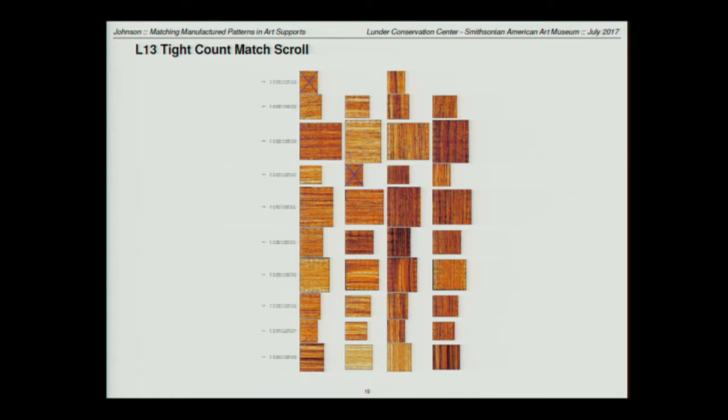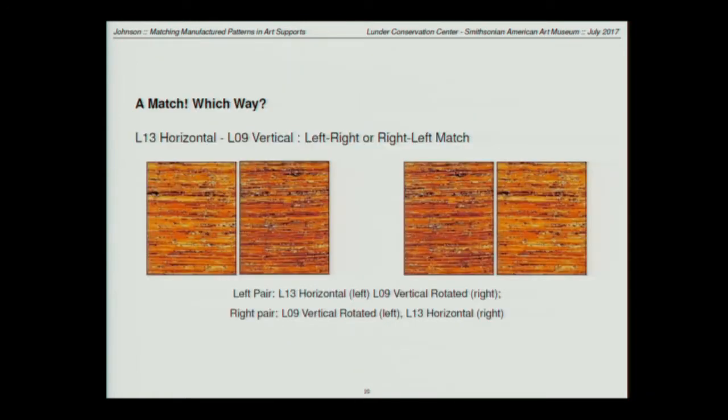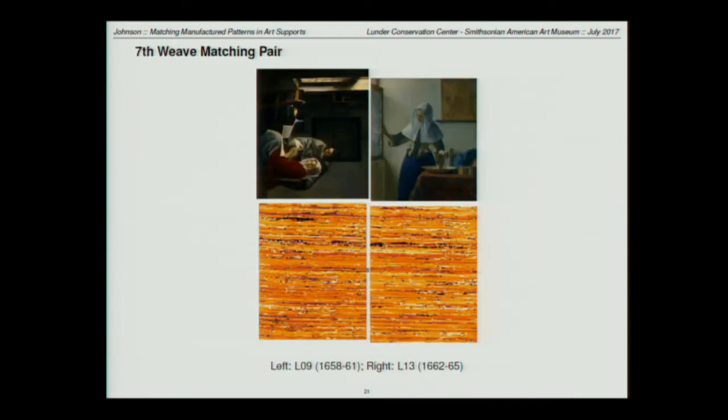So let me show you that match. It could either match on the left or on the right. That's the problem. If they match with these, you don't know which way they're supposed to go. You also don't know if it might need to be rotated or flipped. So if you flip it, you get this nice looking match.